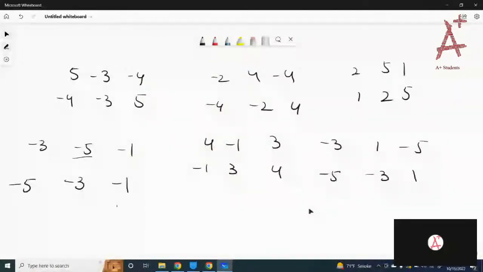Okay, the next one, -3, -4, and 0. So, which is the least one? -4 is the least one, then you have -3, and then you have 0. Got it? Okay, the next one is 4, 3, and 2. So all the numbers are positive, so 2 is the least one, then you have 3, and then you have 4.